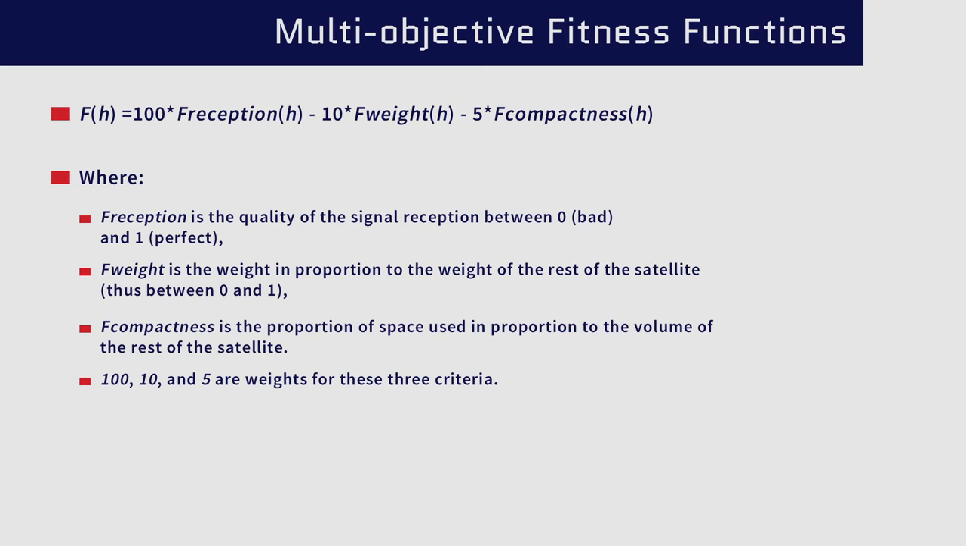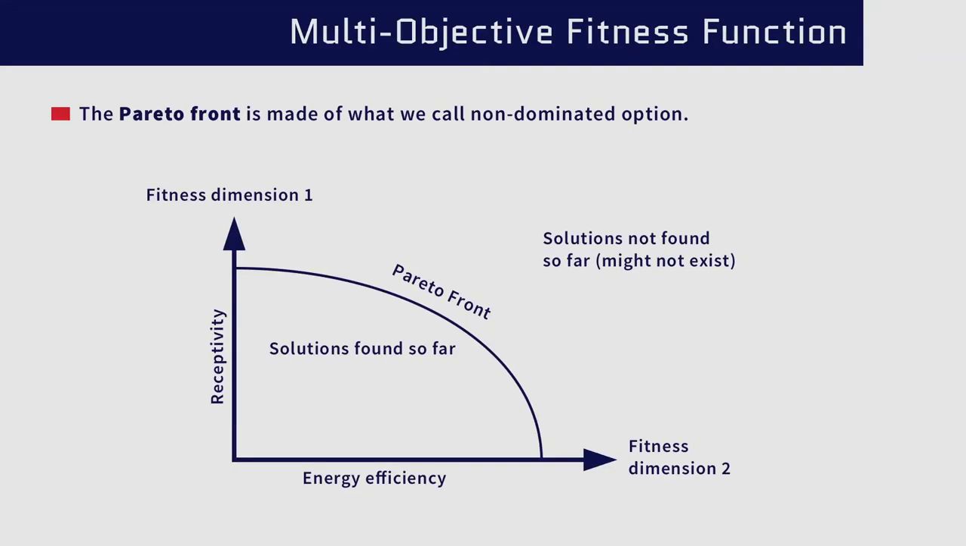In this case, reception is 10 times more important than weight, which is itself more important than compactness. Another way to deal with multiple objectives in an explicit fitness measure is to consider the Pareto front of the solution space. The Pareto front is a set of so-called non-dominated solutions. The Pareto front corresponds to the set of solutions for which you cannot improve one of the functions without compromising the quality of the other one.